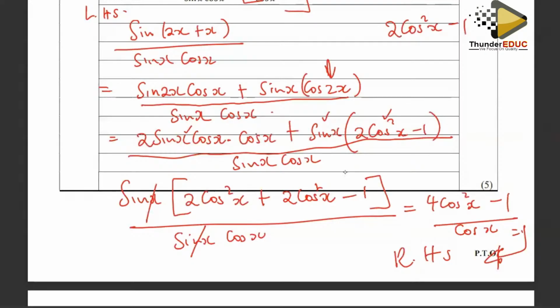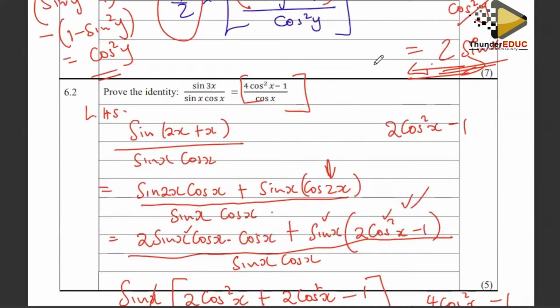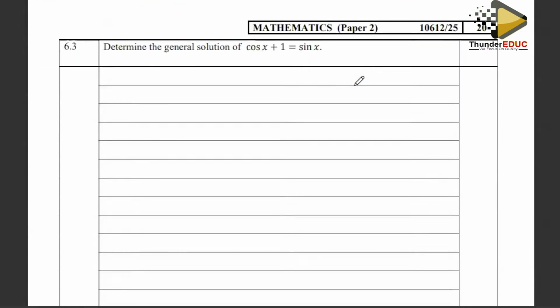Alternatively, if you want to open this up, you can still go ahead. But I believe that would be a waste of time, because if you take this out, you'll be left with that bracket alone. All right, so that is the sweet 5 marks as well. 6.3. Yo, the devil himself, or the devil has softened. Determine the general solution. Okay, so this general solution was a bit tricky, guys.